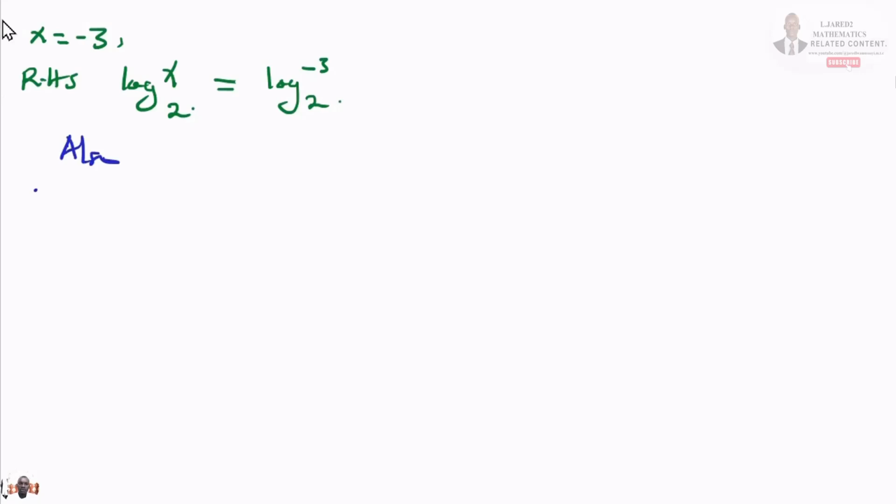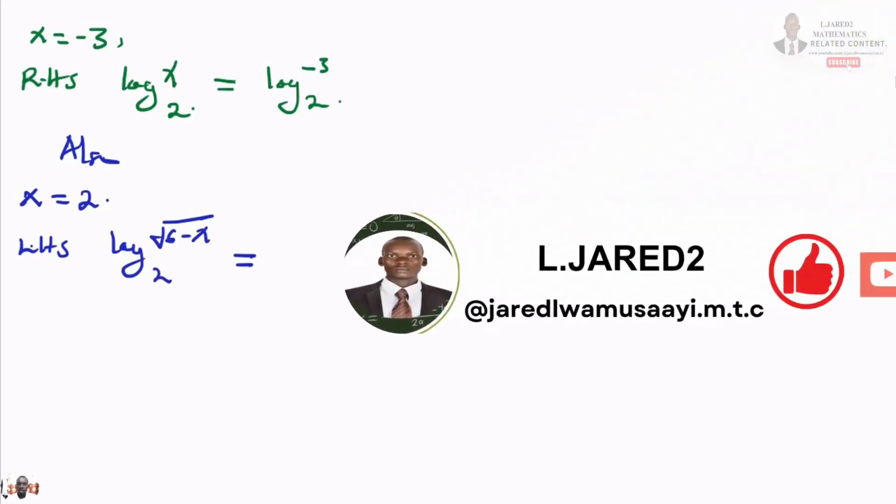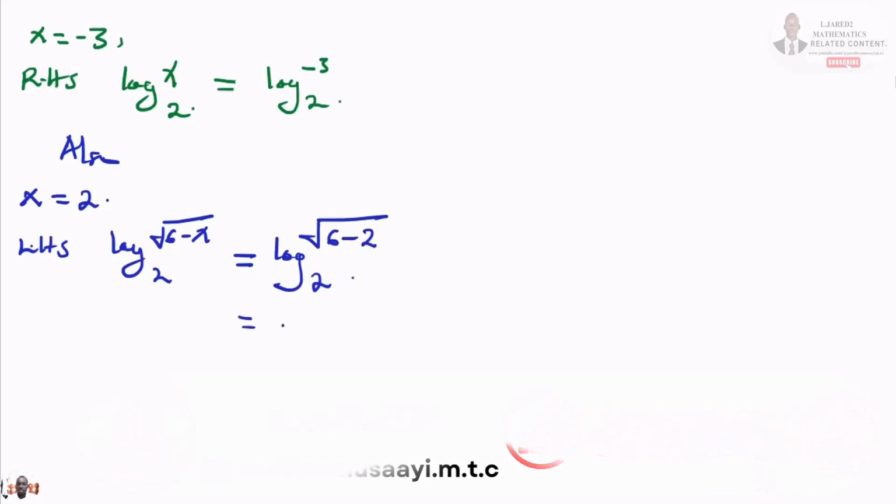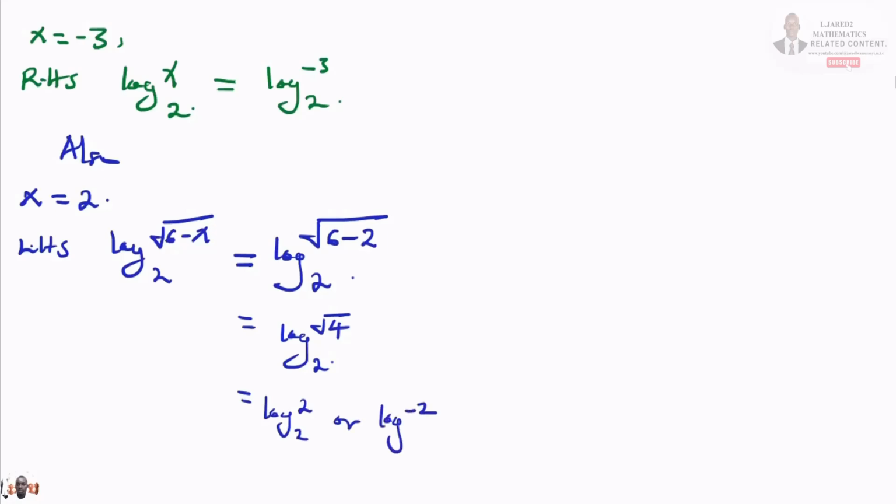Also, we test for x equaling a positive 2. On the left hand side, remember I have log of the square root of 6 minus x base 2. So as we substitute x equal to 2, we have the log of the square root of 6 minus 2 base 2, which is the same as the log of the square root of 4 base 2, which is the same as either the log of 2 base 2 or the log of negative 2 base 2.